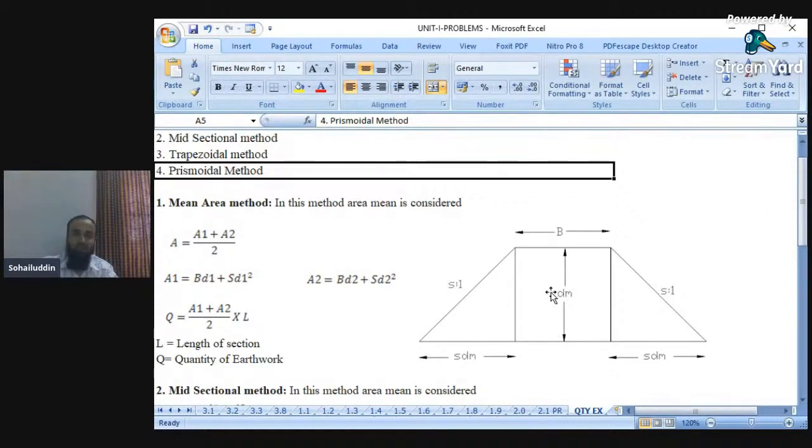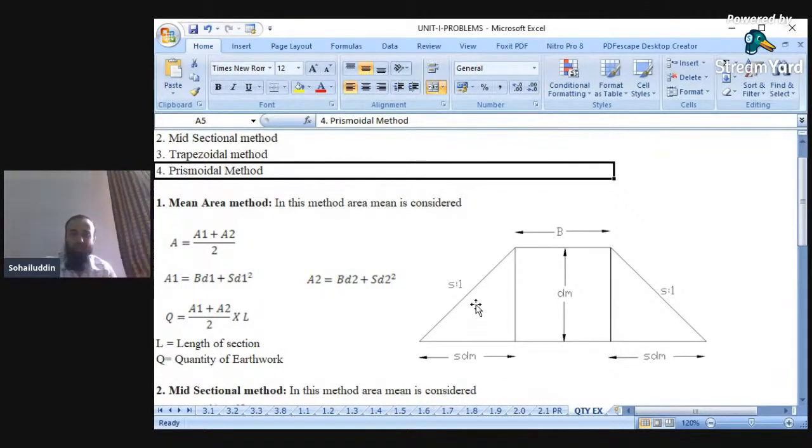What will be the slope? The slope depends upon this depth. As the depth increases, the slope will also increase. Therefore, the width is nothing but the multiplication S dm, that is, the slope into the depth of this excavation. Whereas this height is dm.